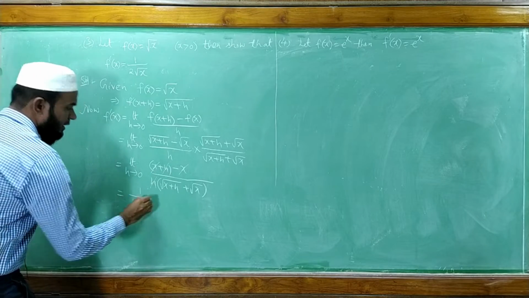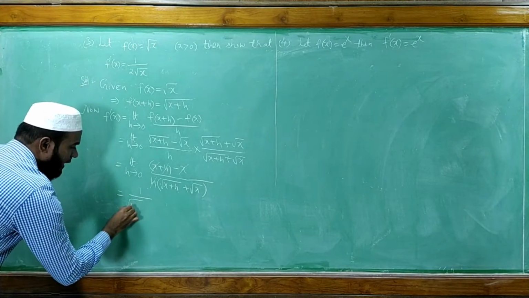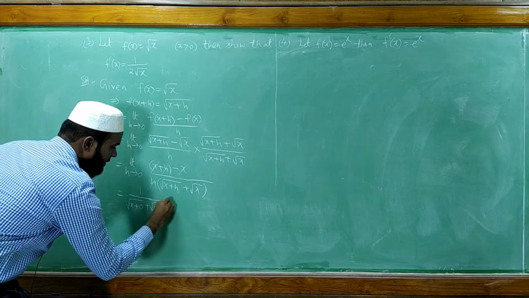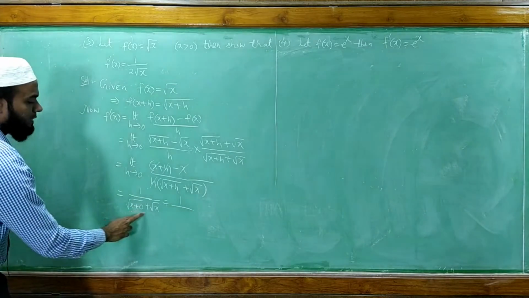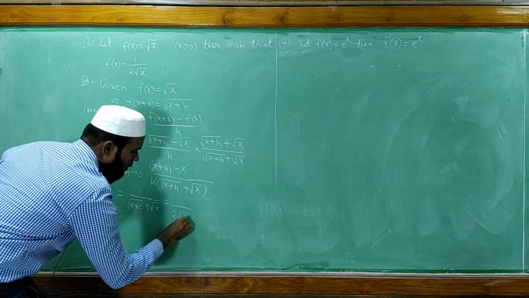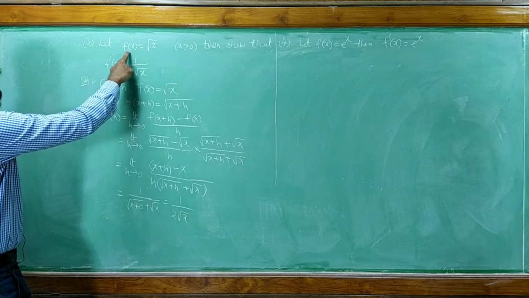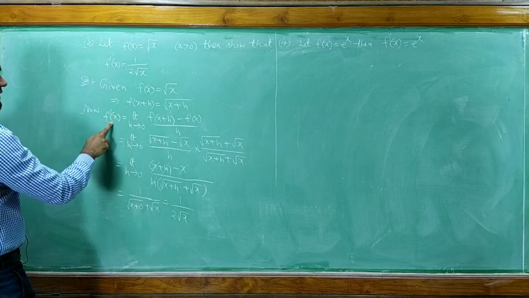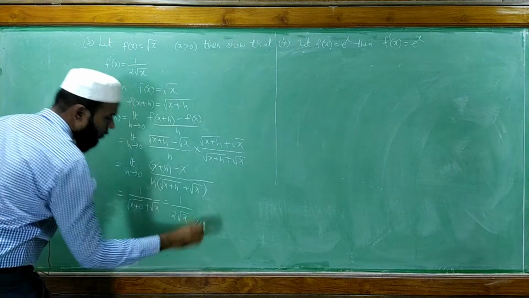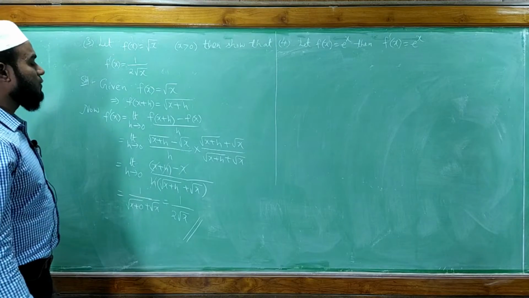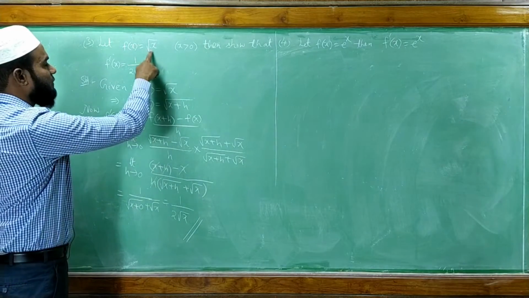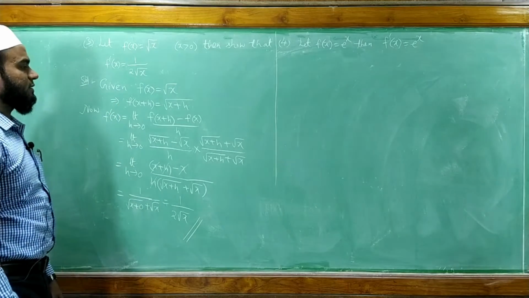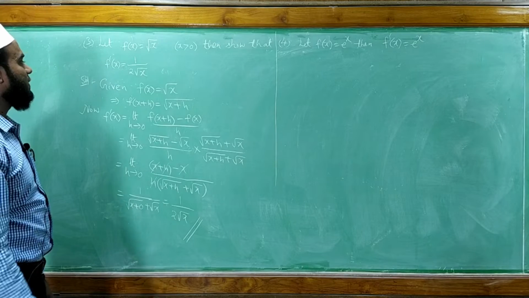So 1 will be remaining divided by square root of x plus 0, that is root x plus root x, which is nothing but 1 by 2 root x. Therefore, when f of x is given to be root x, f dash of x will be 1 by 2 root x. This is how we use first principle to find the derivative of root x, right? We'll go for the next problem.